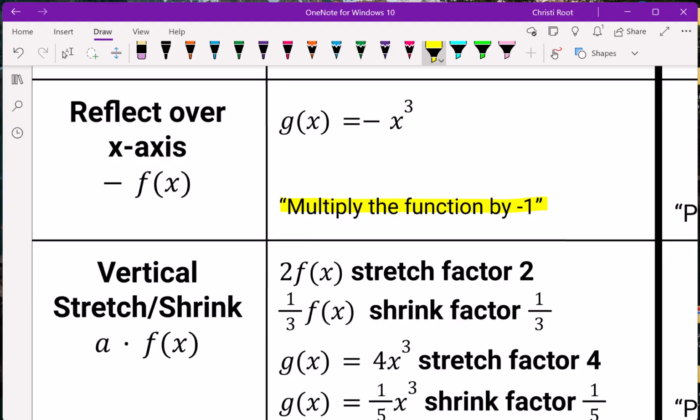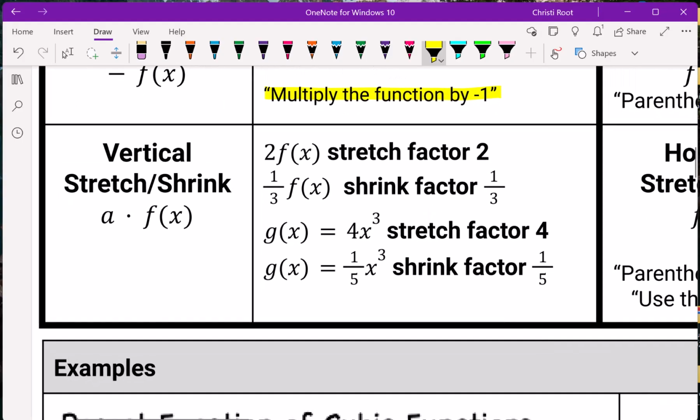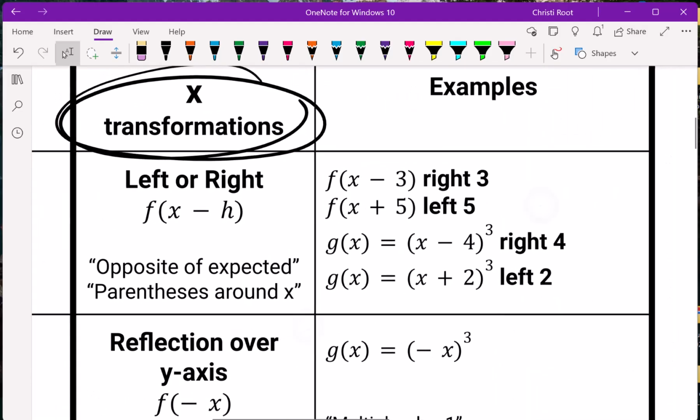The vertical stretch and shrink, all you're doing is simply multiplying by a number. If that number is greater than 1, then you're going to stretch it. If it's between 0 and 1, then you're going to shrink it. But you have to pay attention to the fact that all of these things are multiplied to the function, not just x. So let's talk about x transformations.